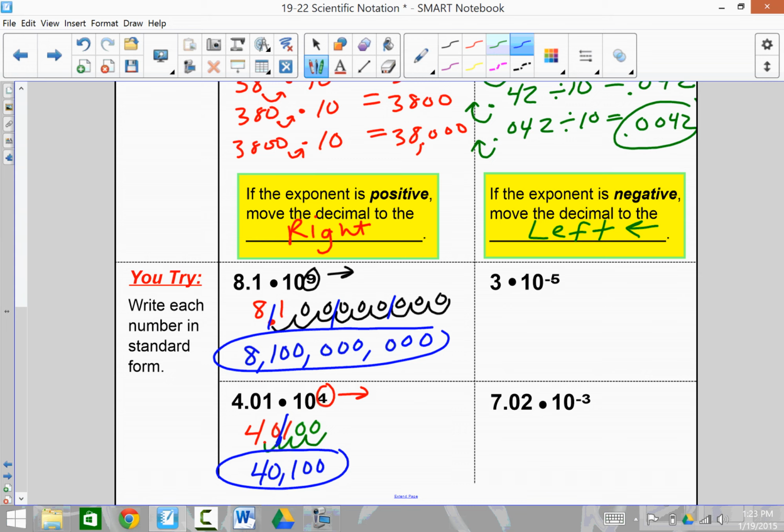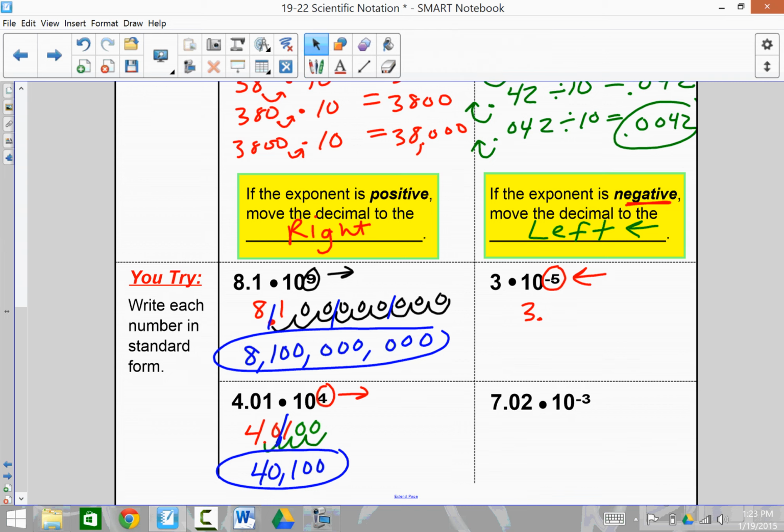Good. Let's take a look at some negative exponents. Remember, a negative exponent means we're talking about a number that's between 0 and 1. So 3 times 10 to the negative 5th power. If I have a negative exponent here, I'm going to move my decimal to the left 5 times. Okay, so it's a pretty small number here. So let's start with 3. Where's my decimal point? My decimal point is right after the number. That still represents 3.